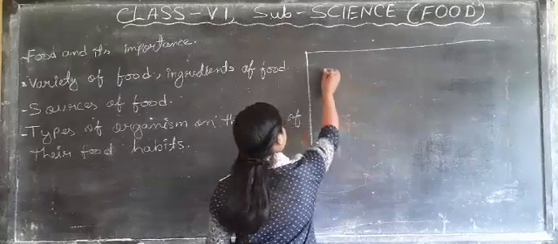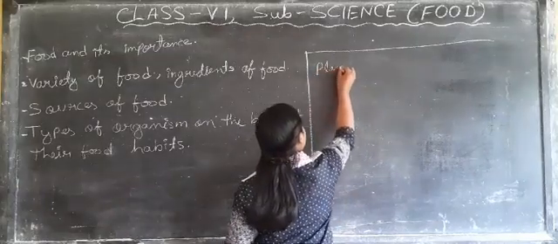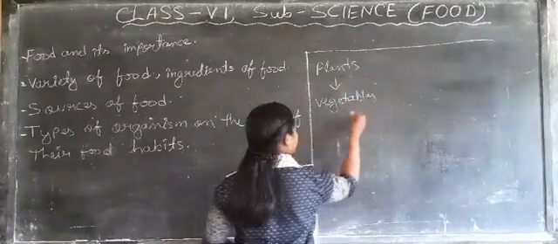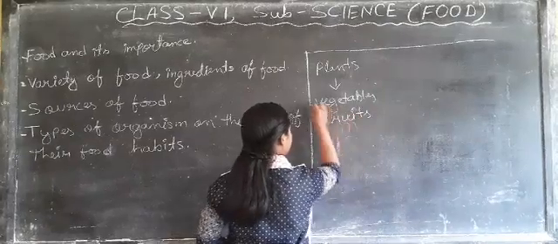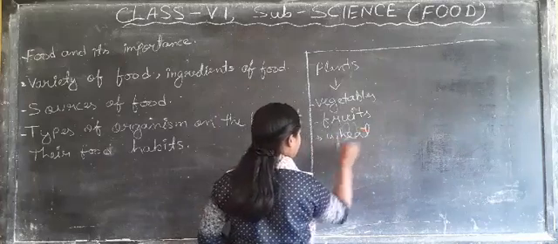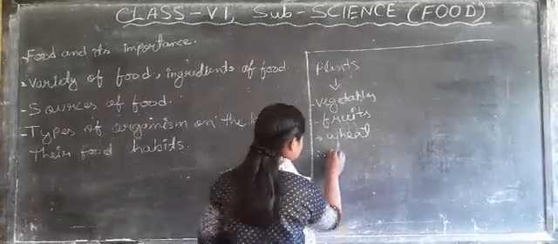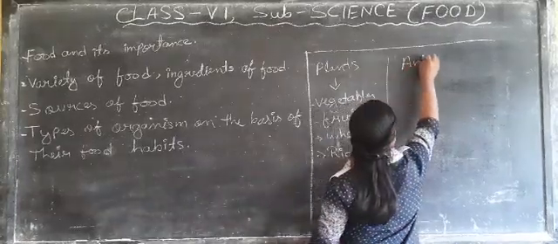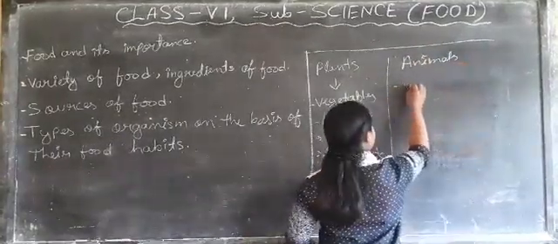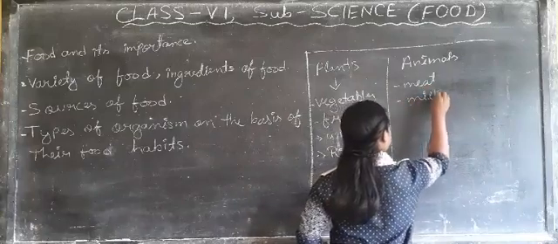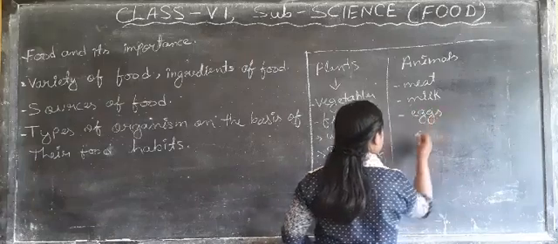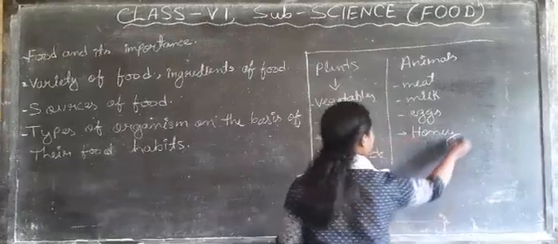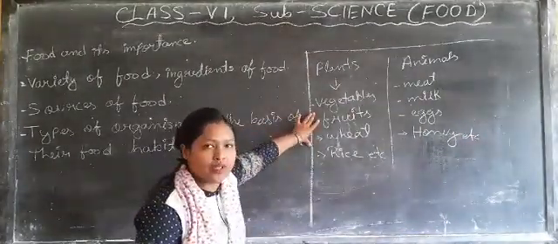Now, as I have discussed, the plants give us vegetables, fruits, and animals give us meat, milk, eggs, honey, etc.